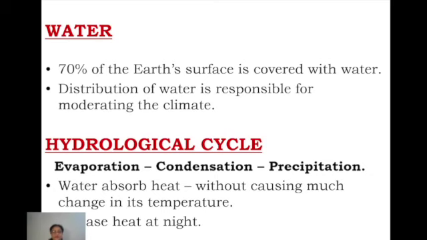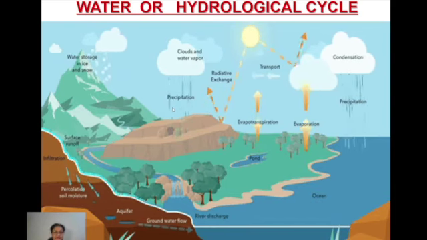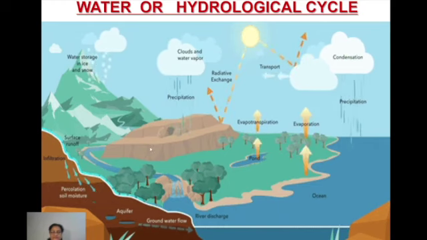This feature of water helps in keeping the moderate condition of temperature on the earth. Now you can see by this, the water cycle or hydrological cycle will be very clear to you. Let's talk about these three processes one by one.